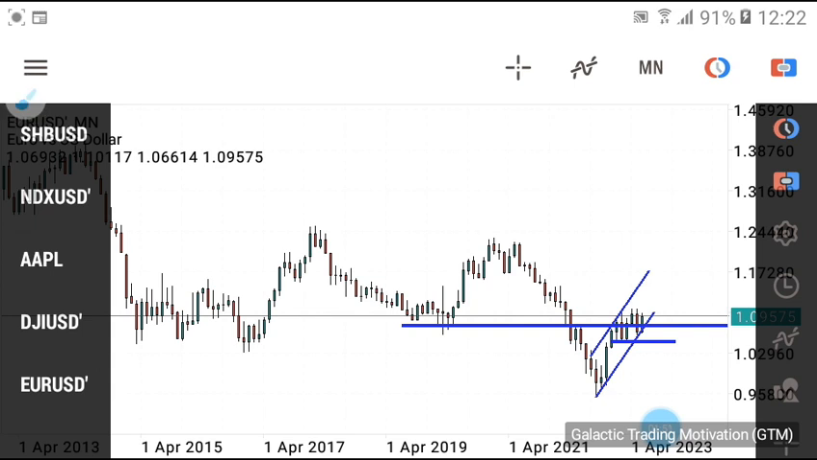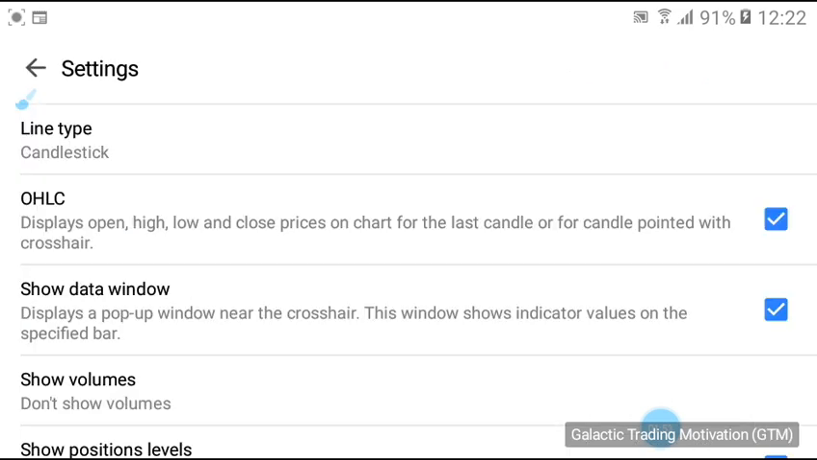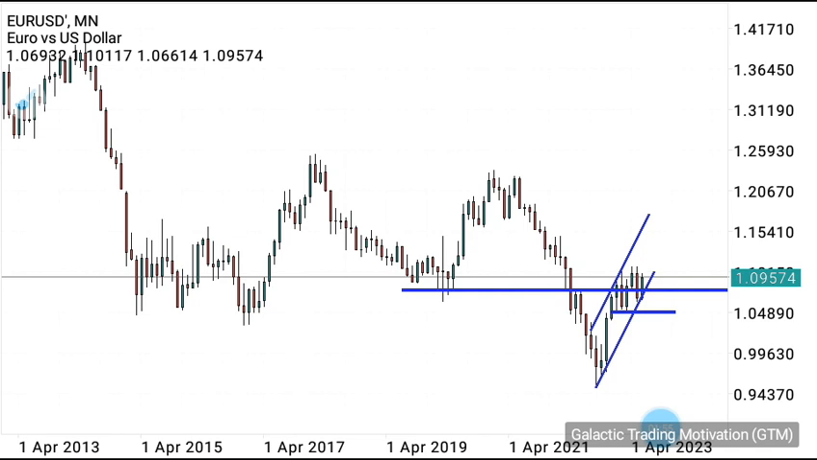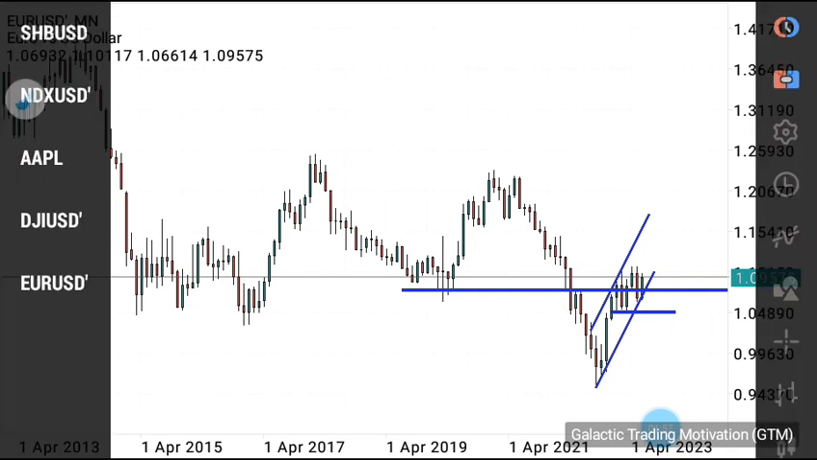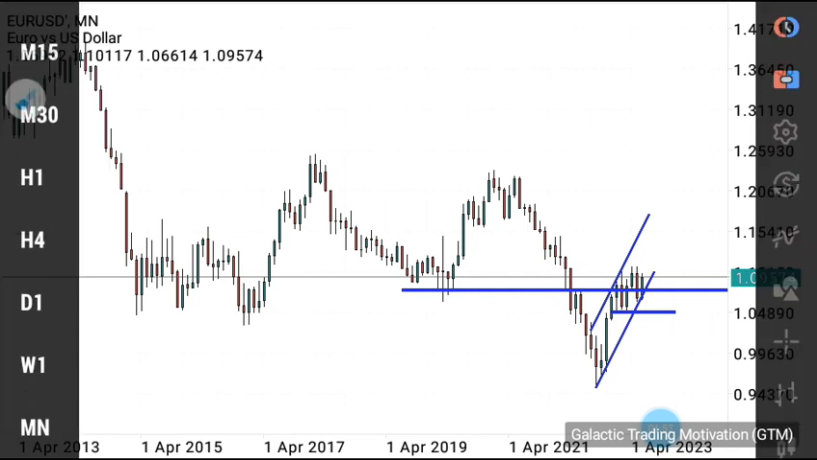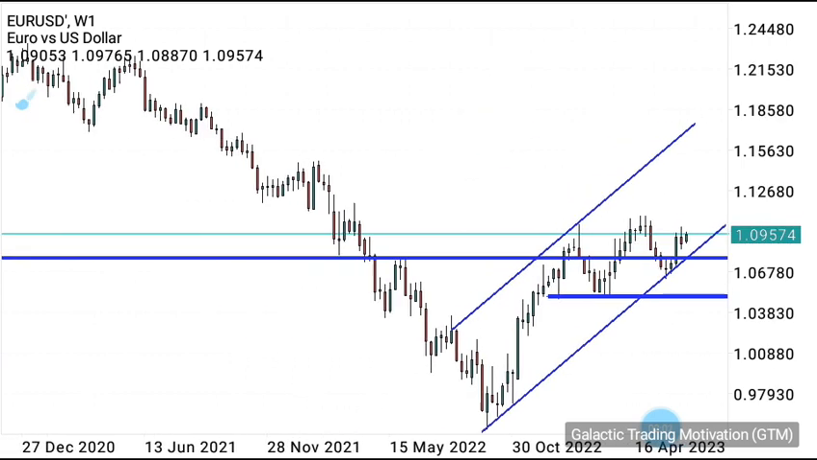Let's have a look. Weekly chart. Let's see. Just bear with me. Let's have a look. There we go. Here we are on the weekly chart.